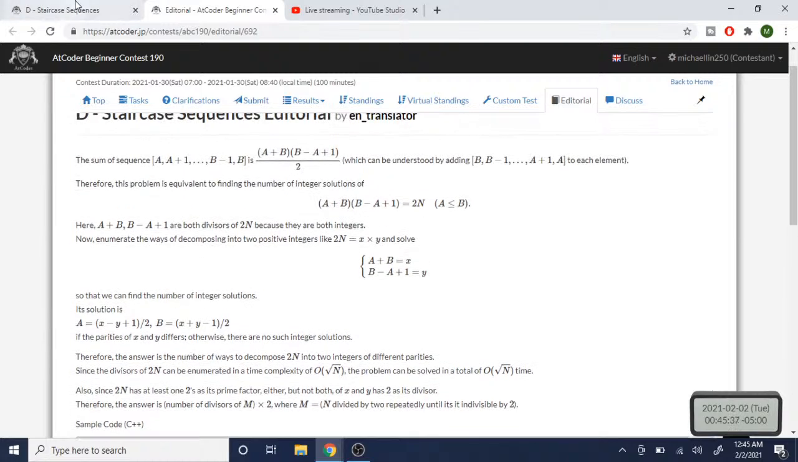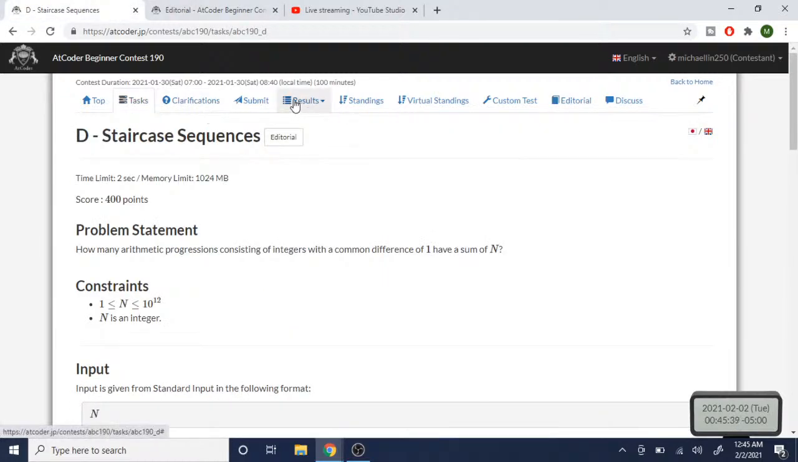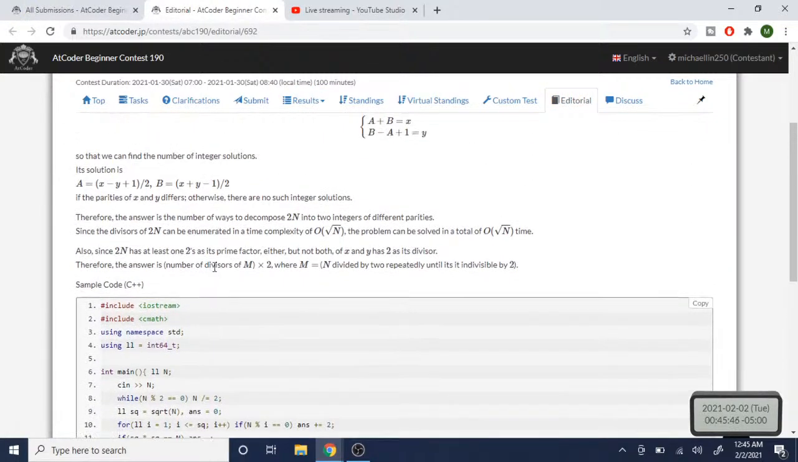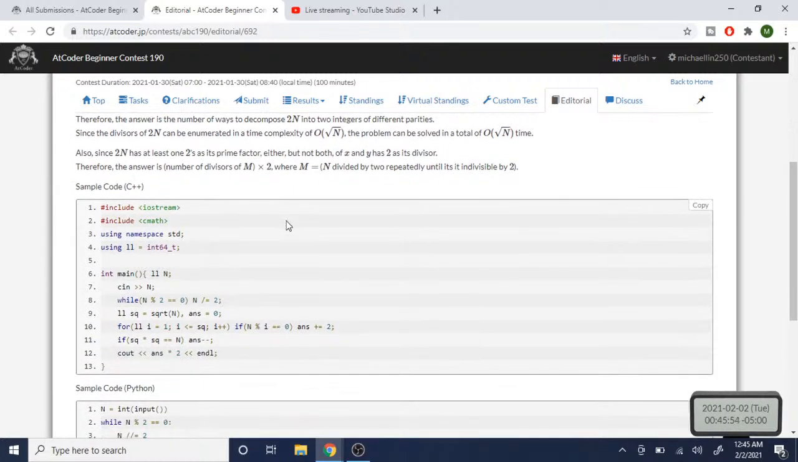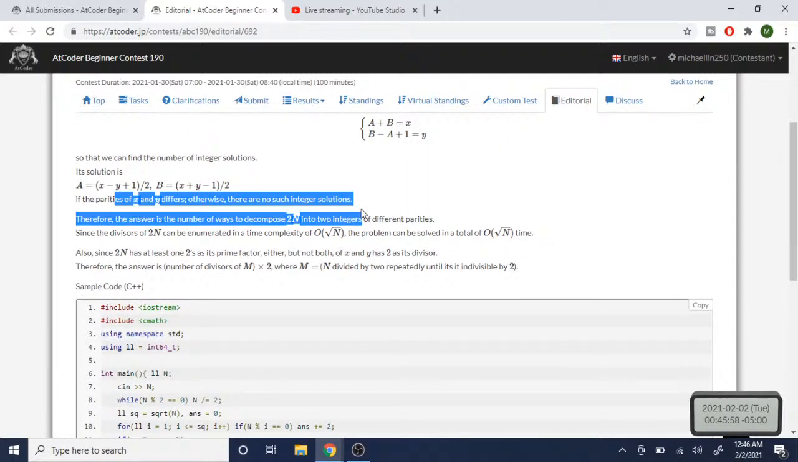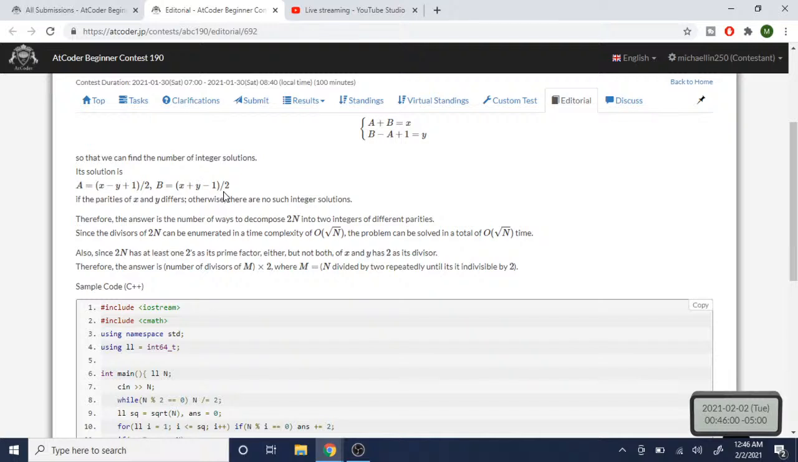I feel like it's not this complicated, because their solution is kind of saying they must have different parities, right? Otherwise, if they have the same parity, it's not... I don't know. How do you get from here to here? Right, x minus y plus 1 over 2, x plus y minus 1 over 2. So they are different parities?